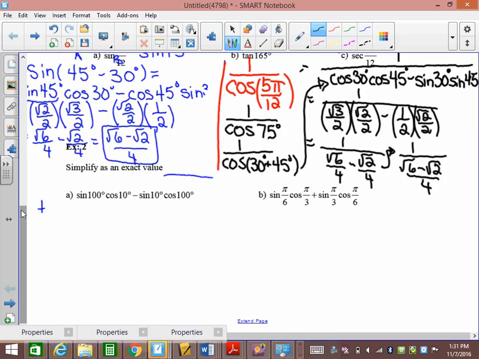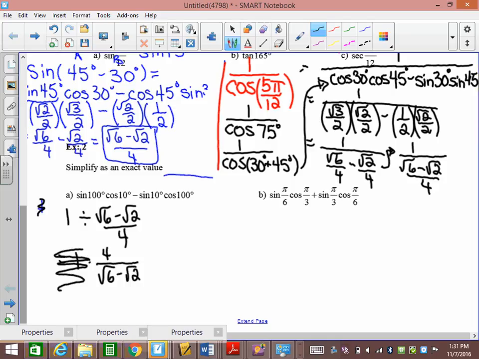Don't write here again, like I said. I'm just showing this, you don't have to show the step. This is technically 1 divided by root 6 minus root 2 over 4, correct? Which is technically 1 times 4 over root 6 minus root 2, right? So it's that flipped. So technically the answer is just this. I like it. It's correct.